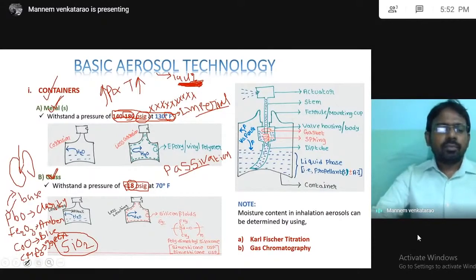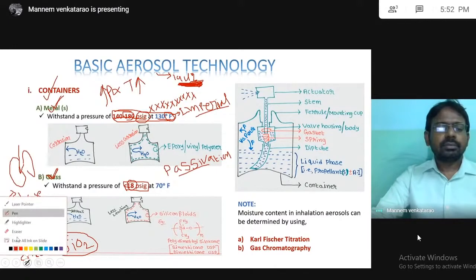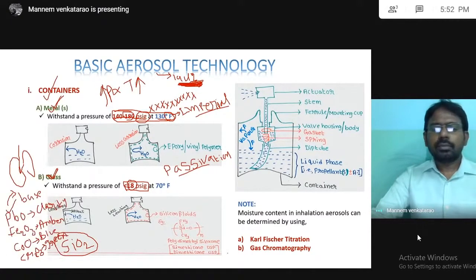So friends, the common disadvantage is that any aerosol product containing moisture will show corrosion in the case of metal and leaching in the case of glass. So how can you know whether the product contains water or not? That can be measured by using Karl Fischer titration and gas chromatography.